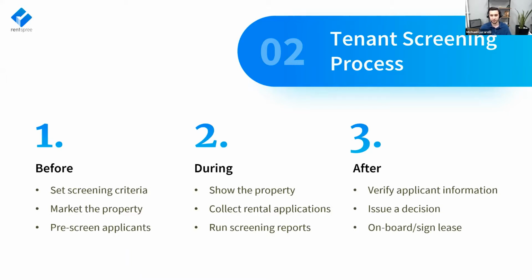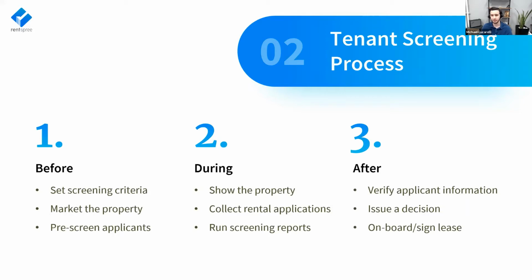But make sure you're using objective criteria as part of your screening, which eliminates any thought that subjective criteria could have been used, in other words, opinions or things that may fall into protected classes. Instead, you're looking at information that has no bearing on any protected classes and is solely used to determine whether or not an applicant will be able to meet the financial responsibilities of renting the unit. So that's really important as a preliminary step.